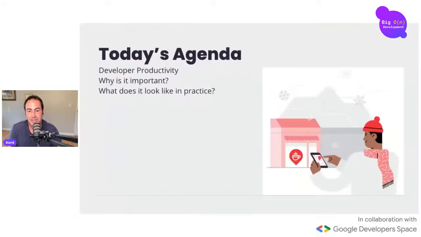So let's dig in a little bit. Today I'm going to talk a little bit about developer productivity, why it's important, and what it looks like in practice when we're looking at a larger organization, particularly Yelp scale, which is over 900 engineers, like I mentioned.